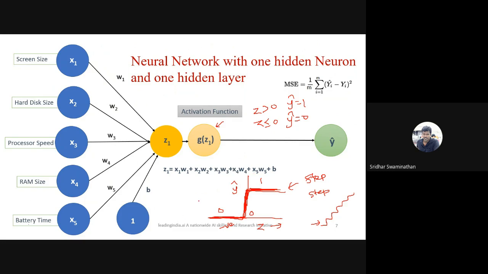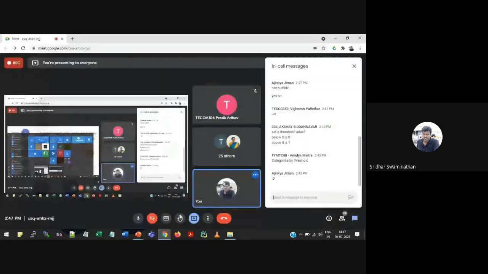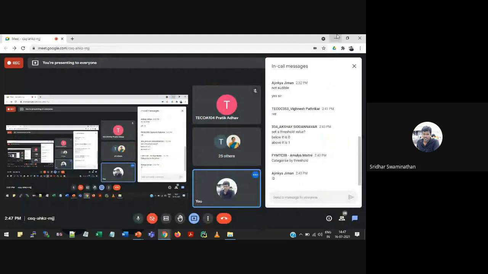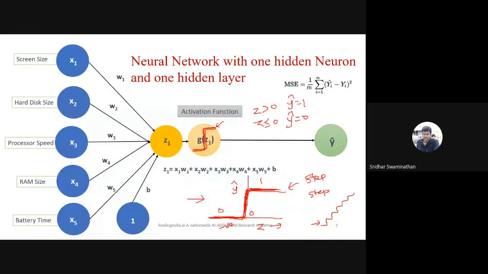Now there is an issue with this step function. Can anybody tell what may be the drawback of this particular step function? What do you think? Categorized by threshold. Anybody? If there is a staircase, then there is more possibility you will fall down sometime. Here the same problem is there. Can anybody figure out what the problem is? Do you think binary is actually good for life?